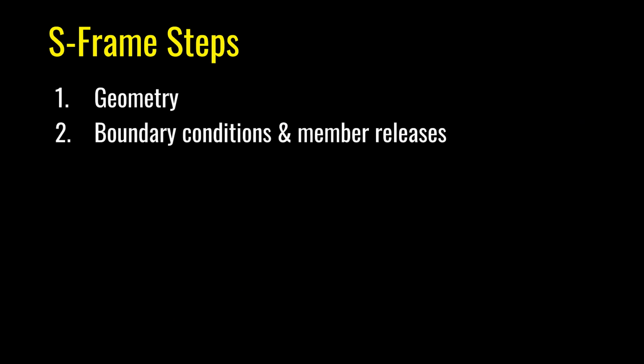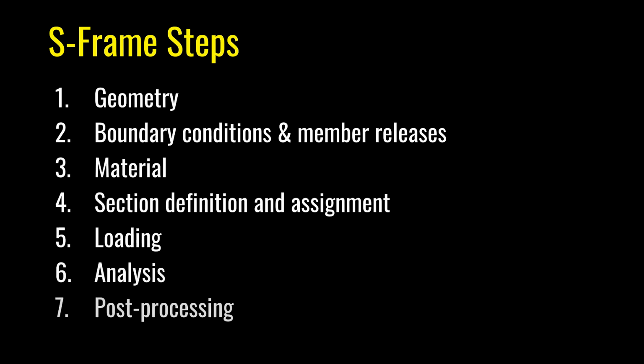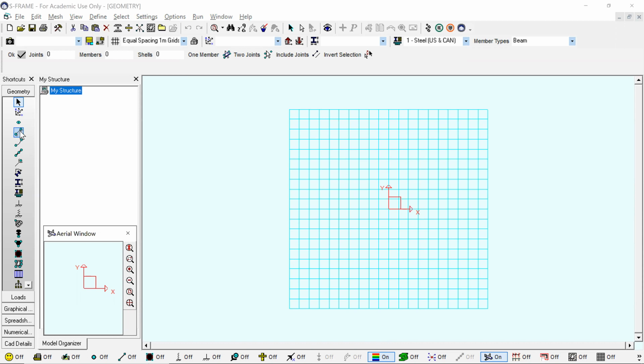Here, I don't need member releases. Third, material, fourth, section definition and assignment, fifth, loading, sixth, analysis. And 7 is the post-processing, means that how do we view the results? First step is the geometry. So let us define geometry.